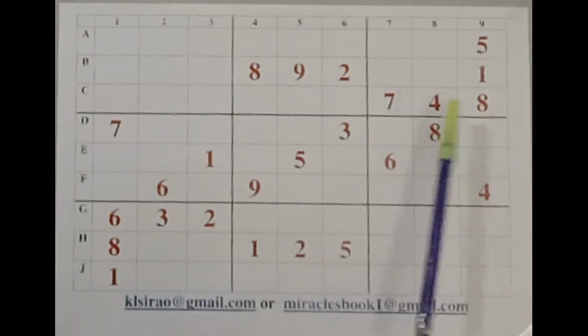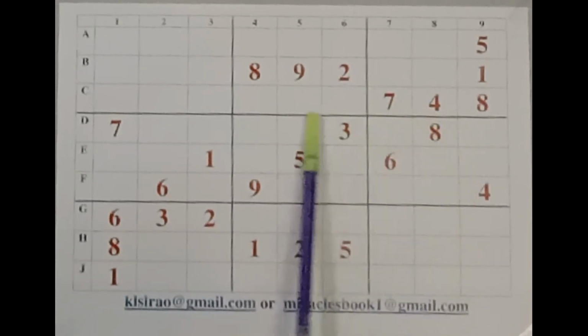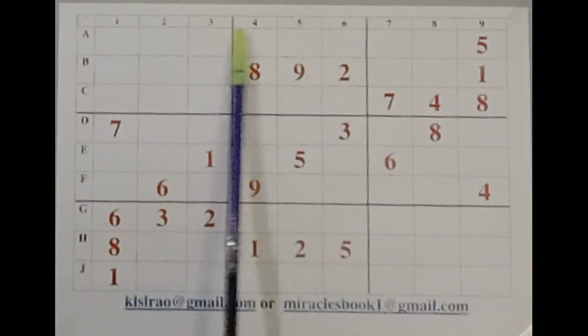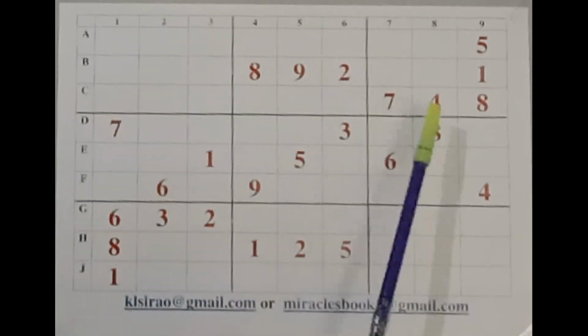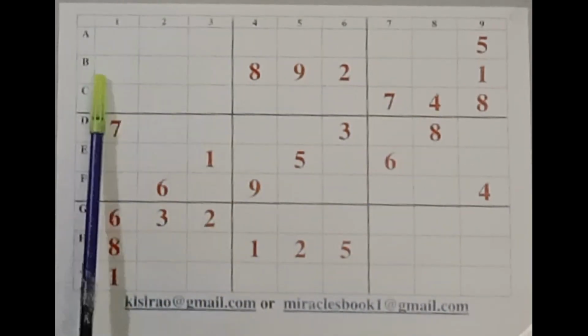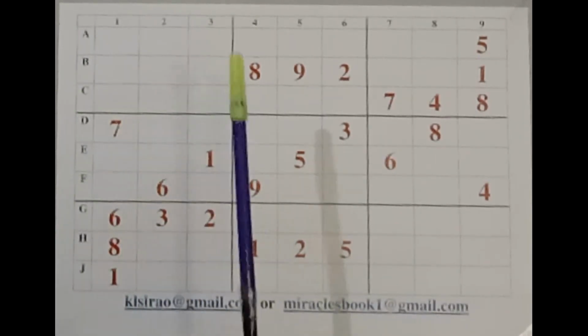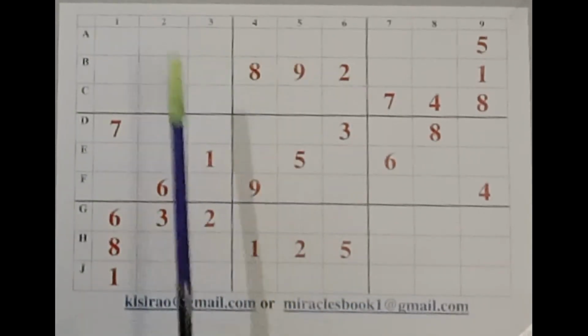And then 4 also similarly. 4 cannot take any of these 3 cells. It has to be somewhere there in one of those 3 cells. That means in this box, this 4 also has to take one of these 3 cells. There is no cross check. Okay, that is one way, that is utilizing the Sudoku wall.